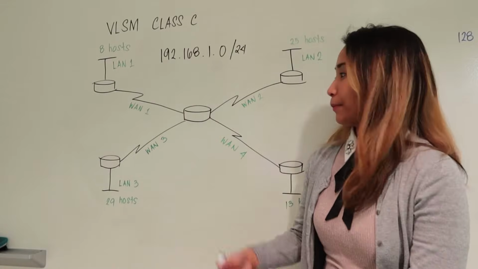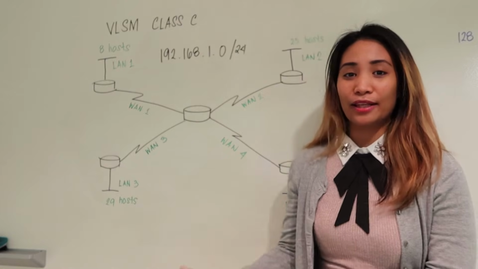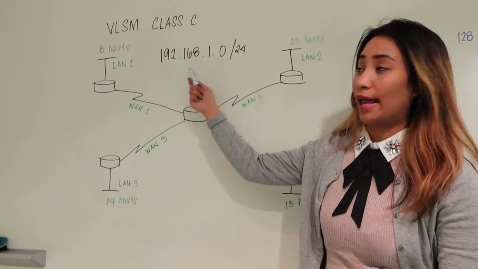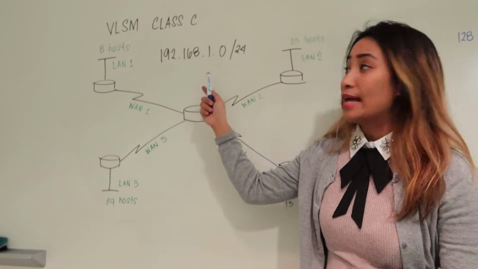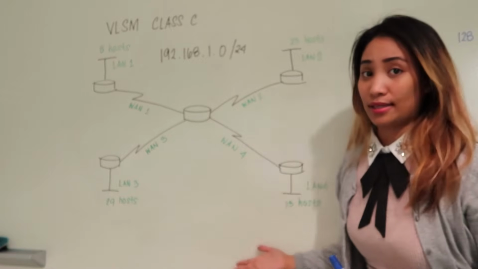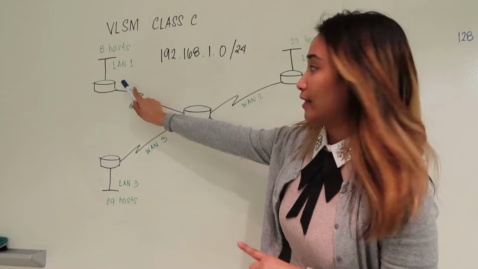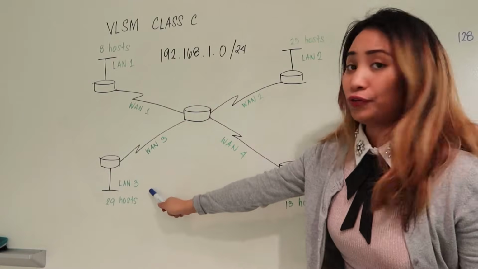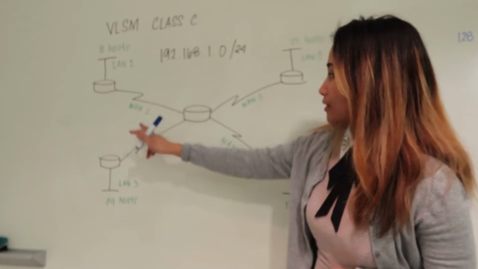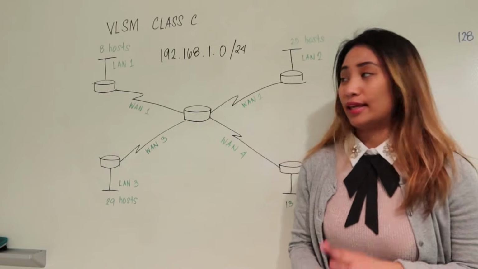On this board, I have prepared an example and a diagram of the network that we are going to subnet using VLSM. The network address is 192.168.1.0/24, and this is what the network looks like. Let us count how many networks we have in here. We have for the LAN 1, 2, 3, and 4, and we have WAN links as well. So that's 5, 6, 7, 8, and that's 8 networks in total.